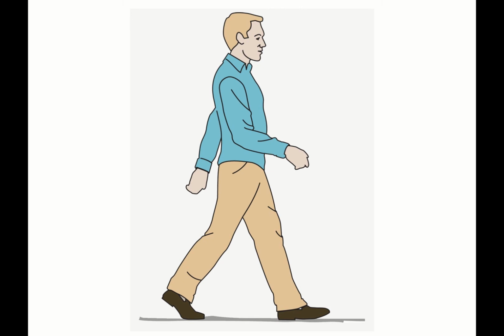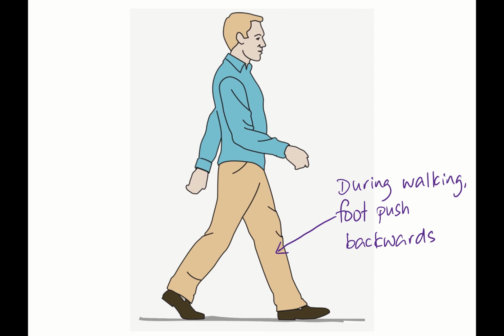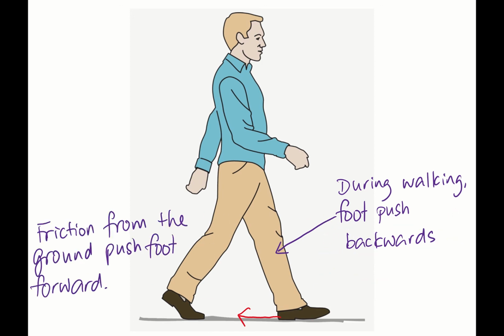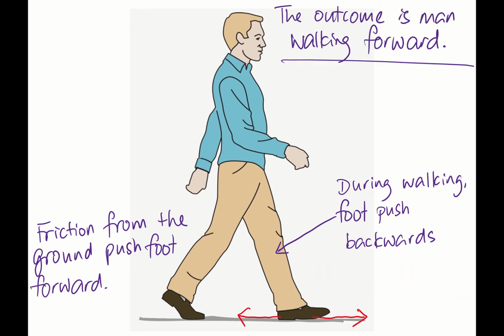Now let's explore further. First of all, when the man walks, his right foot, his left foot has to step on the ground and push backwards. Right? His foot pushes backwards, and I've drawn a red arrow there to show the direction of his foot. It's pushing backwards. Now, because of friction, the friction from the ground pushes his foot forward. And I have another red arrow there showing the direction of friction from the ground pushing his foot forward.